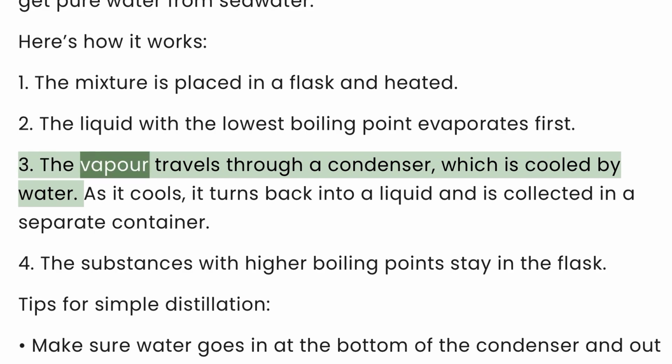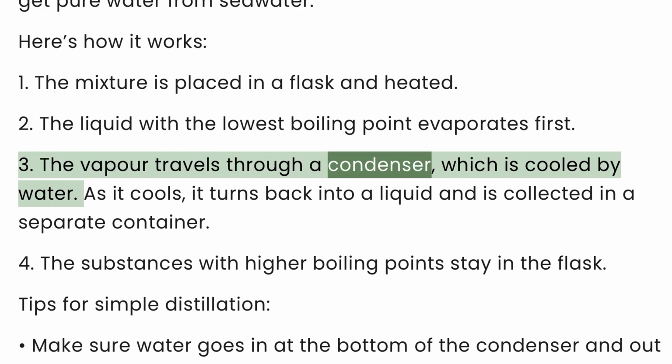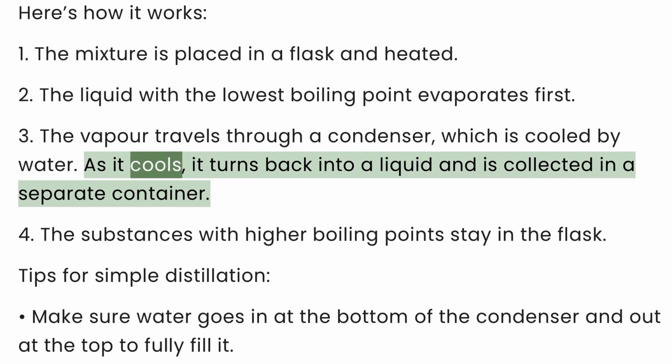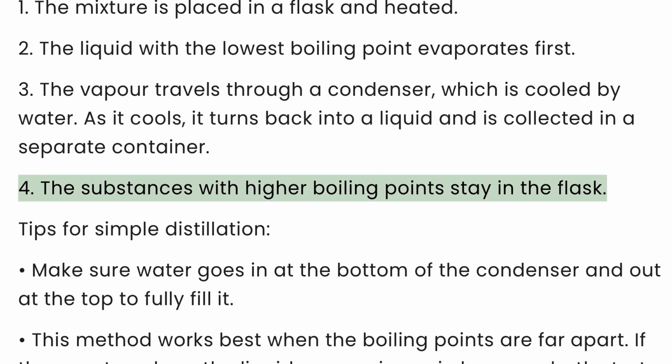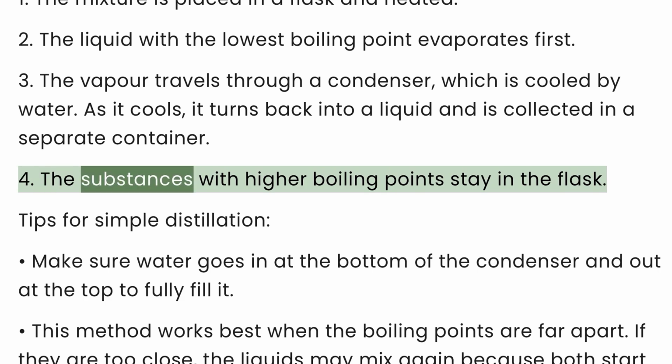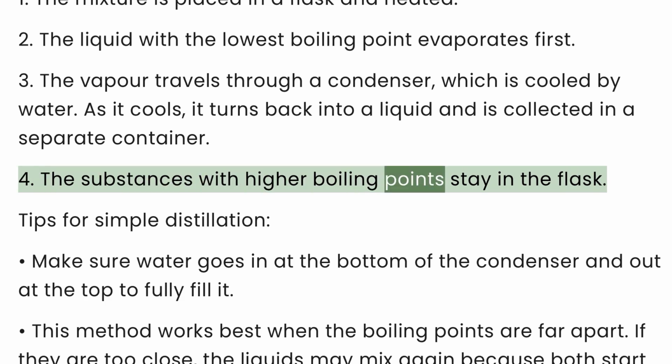3. The vapor travels through a condenser, which is cooled by water. As it cools, it turns back into a liquid and is collected in a separate container. 4. The substances with higher boiling points stay in the flask.